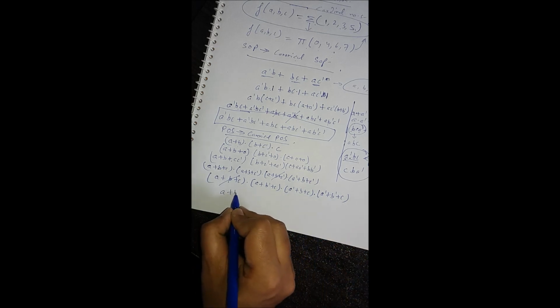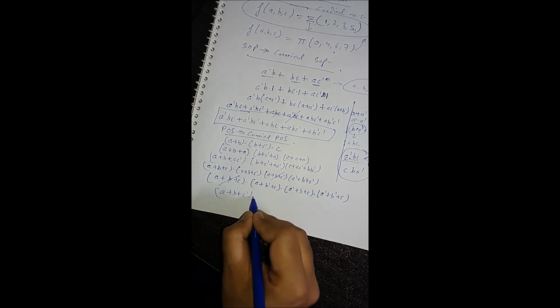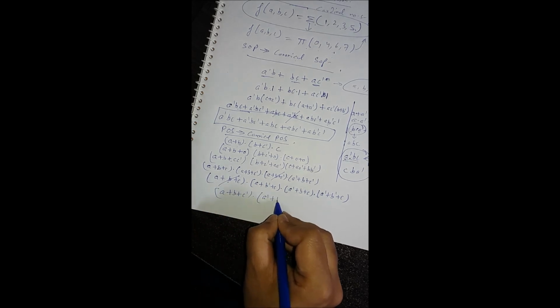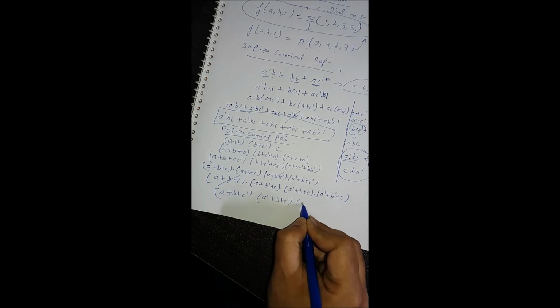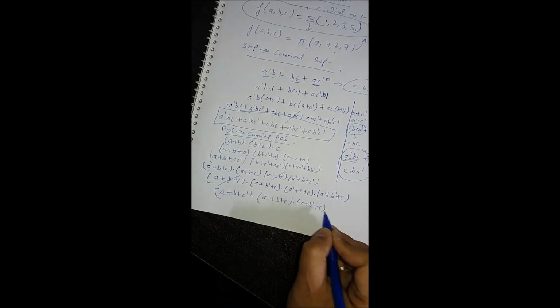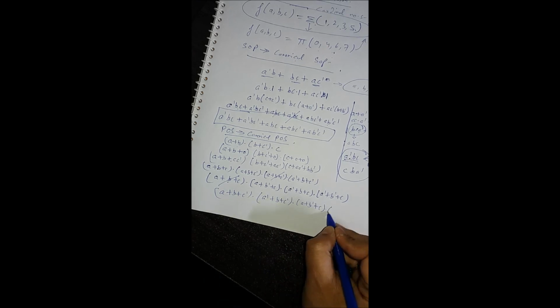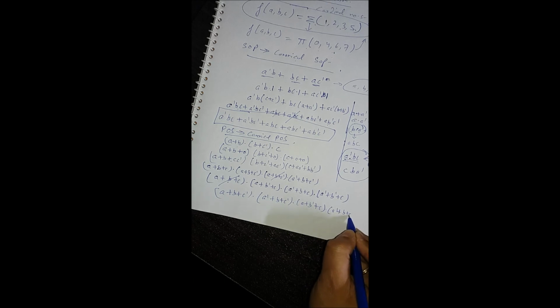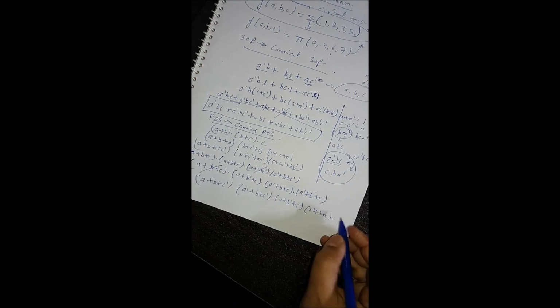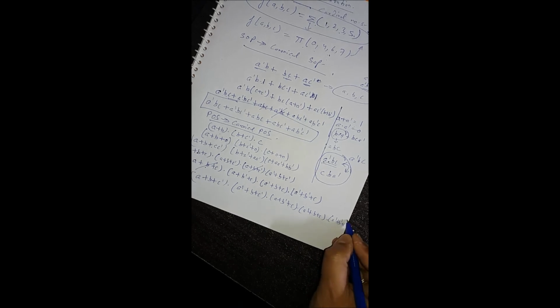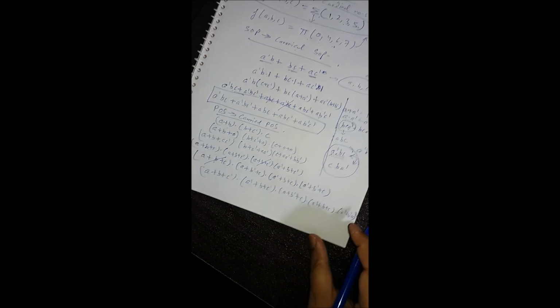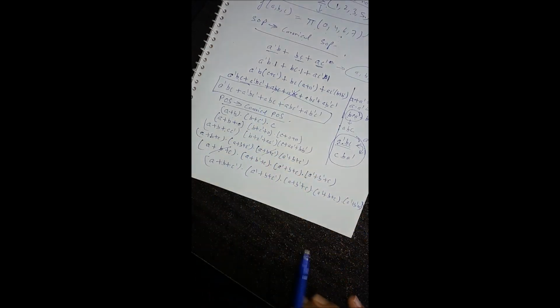So the final expression would be A plus B plus C naught dot A naught plus B plus C naught dot A plus B naught plus C dot A naught plus B plus C dot A naught plus B naught plus C. So this is the final canonical POS for this given expression.